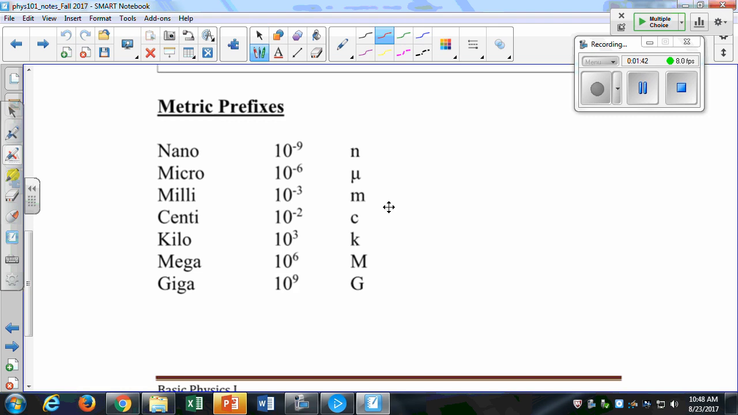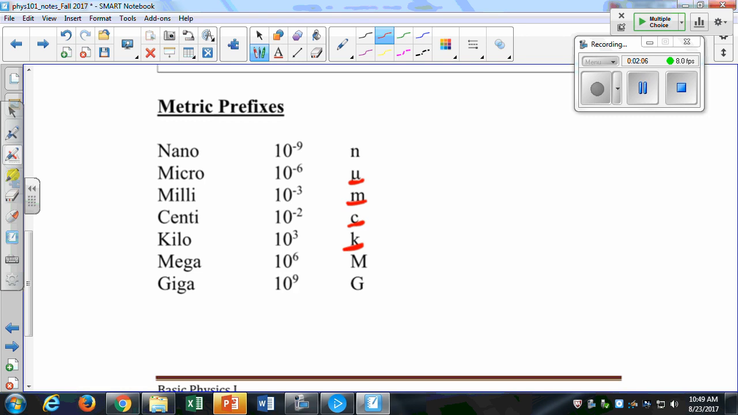But in particular, ones that we'll use a lot are centi, kilo, milli, and micro. So in particular, we'll use those a lot. Later, next semester, we'll use the smaller ones, the nano and the mega and the giga as well. But you need to know those metric prefixes. And later, we'll learn how to convert between different kinds of prefixes from one to another.